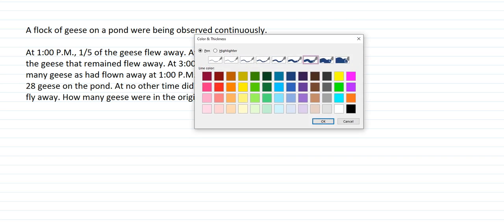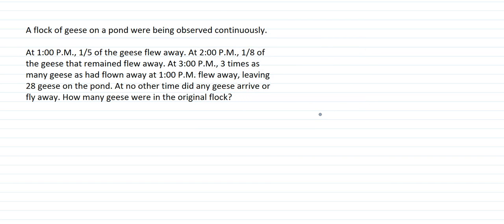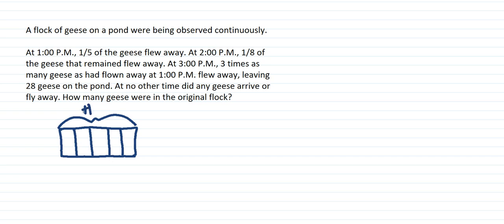Okay, so what we're going to do is represent the number of geese in the original flock by having 5 blocks. So 1, 2, 3, 4, 5. Okay, so this represents the number of geese in the original flock. And this is a little wider than it should be, but let's just see them as all equally sized, okay? And now this problem is going to be simple. This represents the number of geese in the original flock, which is 5 blocks, okay? So number of geese in original flock.